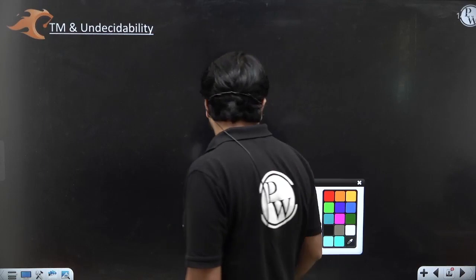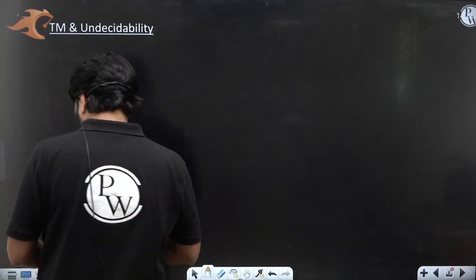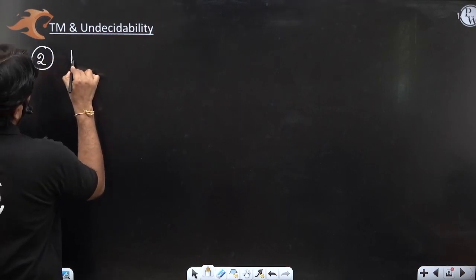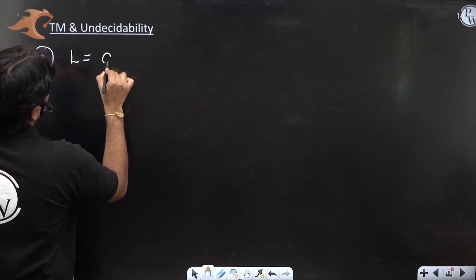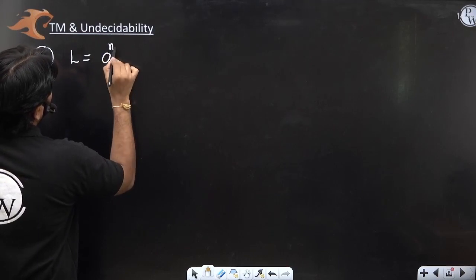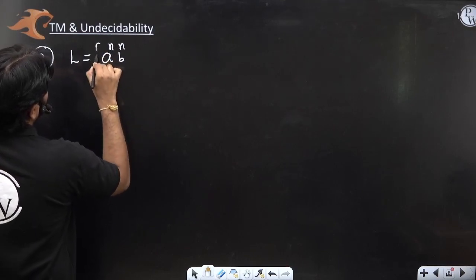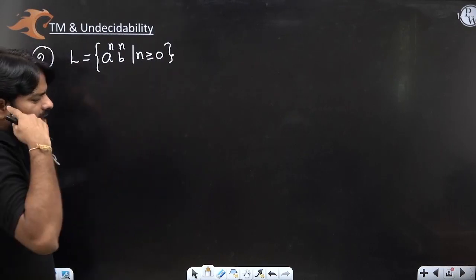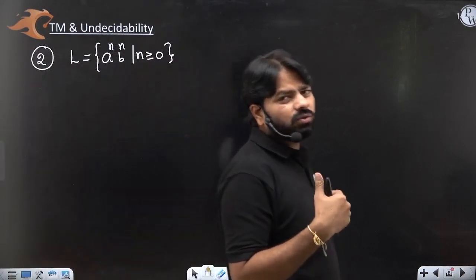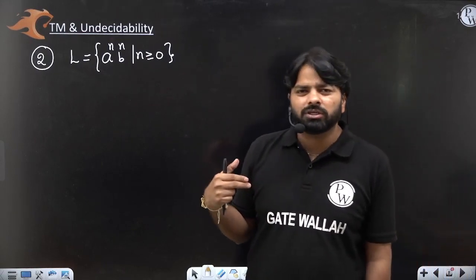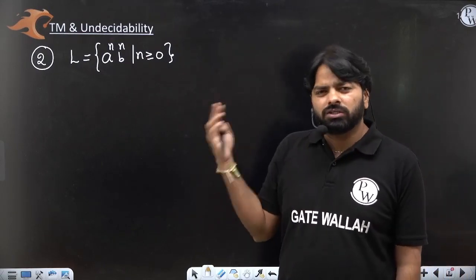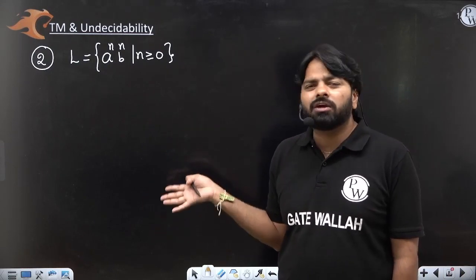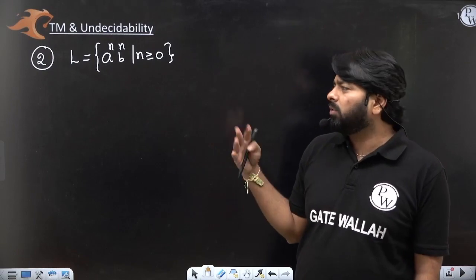Okay, let me start with the second problem. Can you try this? I want to construct the Turing machine for a power n, b power n. So let's try to understand how you want to design the Turing machine. First you need to understand the logic, because if you start without a logic, you don't know how you will end up.